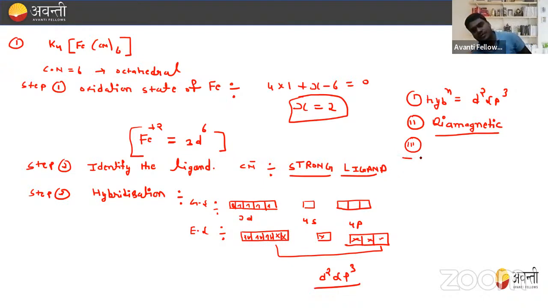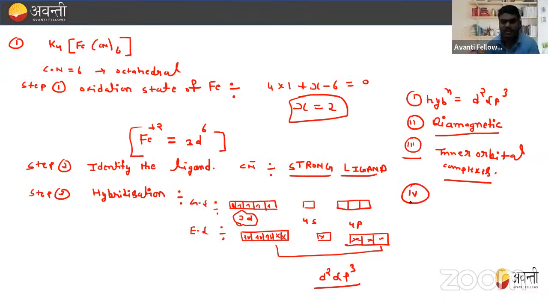Okay. Now what's the next thing, beta? The next thing, after hybridization and diamagnetism, is if you want to calculate which complex they are, inner orbital or outer orbital. So basically in this, the inner d electrons, that is 3d, these d orbitals are used now. So they form inner orbital complexes, right?